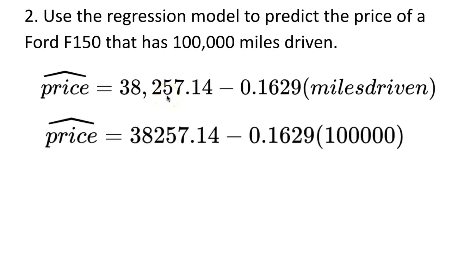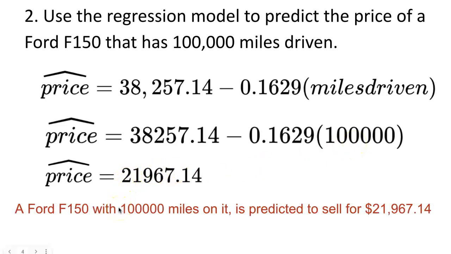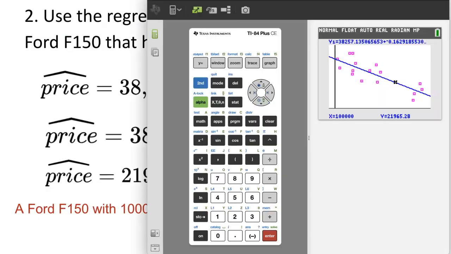I'm going to do it by hand, because if you get a free response question on the AP exam, you're going to take your best fit line, you plug in 100,000, do the math on the calculator, and there's my predicted price. And a little bit of context. So a Ford F-150 with 100,000 miles on it is predicted to sell for $21,967.14. Notice that's a little bit off from what the calculator has, and that's because the calculator went to all of these decimal places, so this is slightly more accurate.